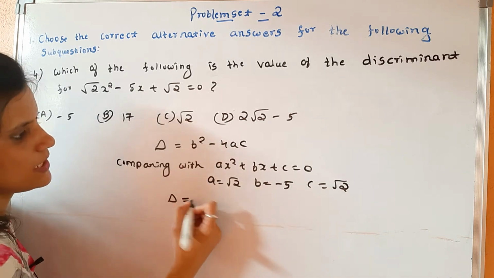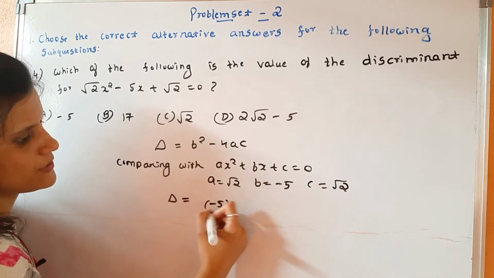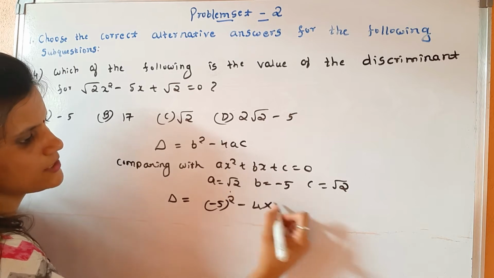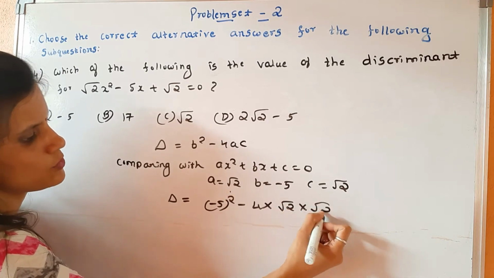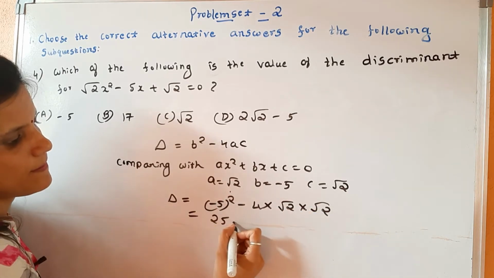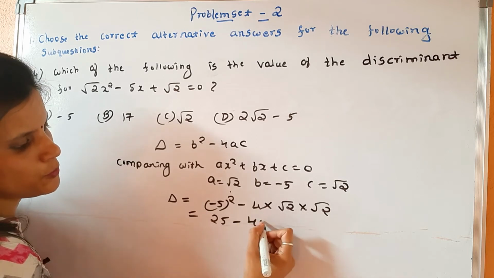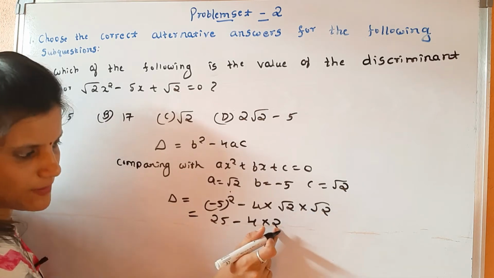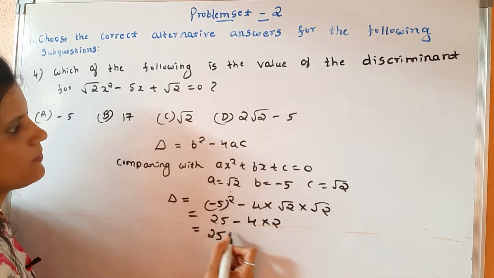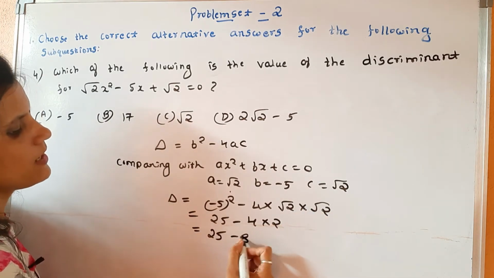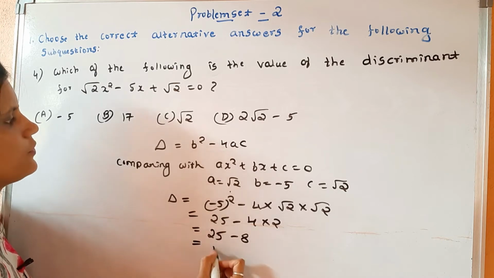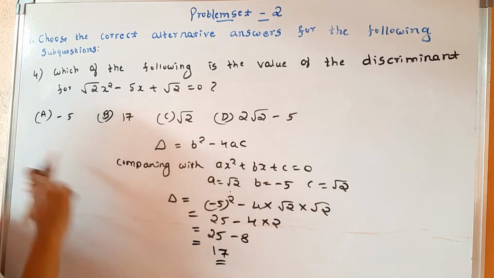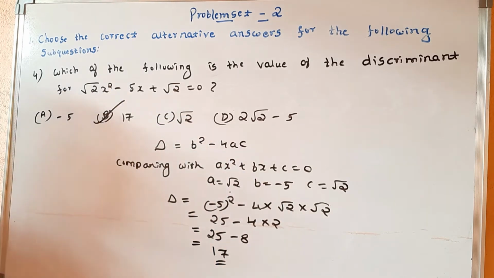Substitute the values. Delta is equal to b square, minus 5 square, minus 4, a is root 2 and c is root 2. Minus 5 square is 25, minus 4. Root 2 into root 2, you know is 2, because root 2 into root 2 is root 4, and root 4 is nothing but 2. So 25 minus 4 2s are 8. So 25 minus 8, you are getting answer 17. So your answer is option number B. We'll move to the next sum.